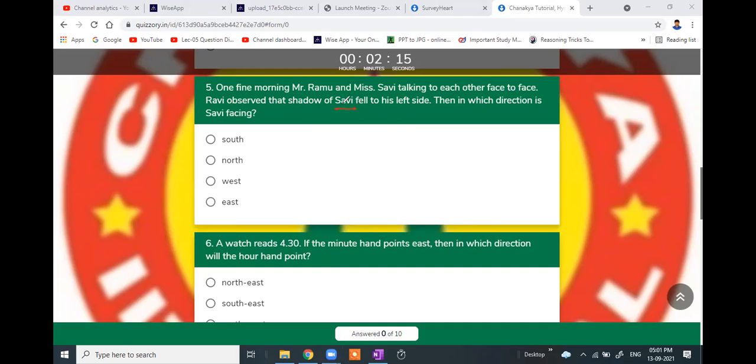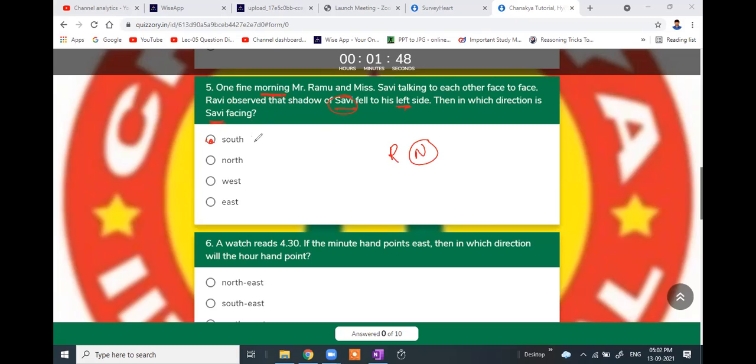Whose shadow is this? Savi's shadow. We don't need to consider this. But to whom is it on the left side? To Ramu. Is it in the morning or evening? In the morning. Morning shadow left means Ramu is facing north. The question is, Savi is facing which direction? Both are facing each other, so Savi is facing south.